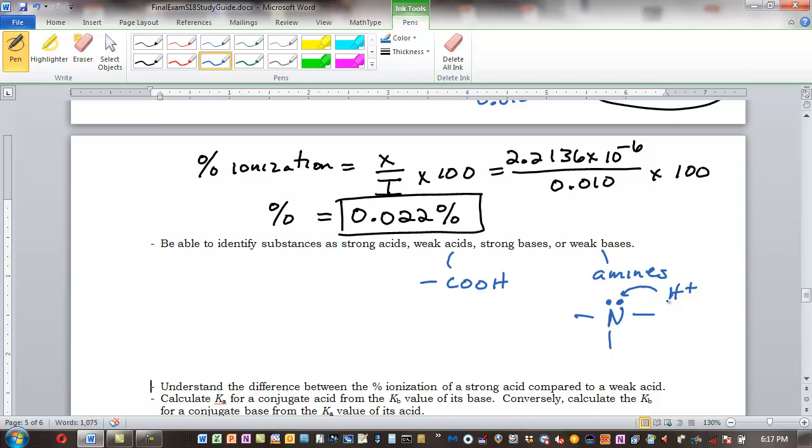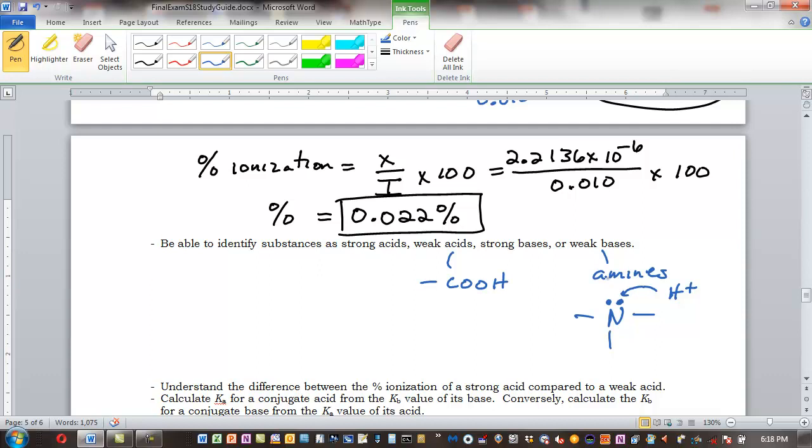Now, the simplest one that you're familiar with is ammonia, where the 3 things that are bonded here are all hydrogens. Okay, but they don't have to be hydrogens. They can be methyl groups or ethyl groups, or we can even have a ring structure or things like that. But three bonds with a lone pair on nitrogen. Those are our weak bases.